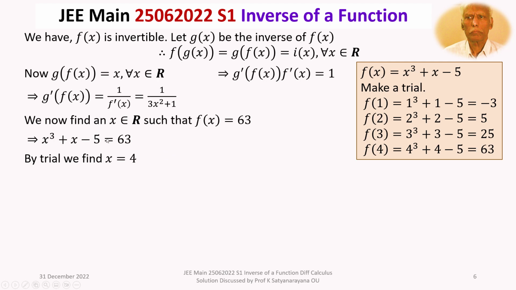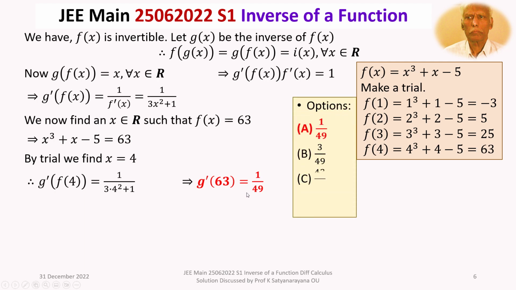So substitute now. g prime of f of 4 is equal to 1 by 3 times 4 square plus 1. What is f of 4? It is 63. So g prime of 63 is equal to 1 by 49. This is what is required in the given question. Let's look at our options. Our answer 1 by 49 appears against option A. Therefore, the answer to this question is option A.